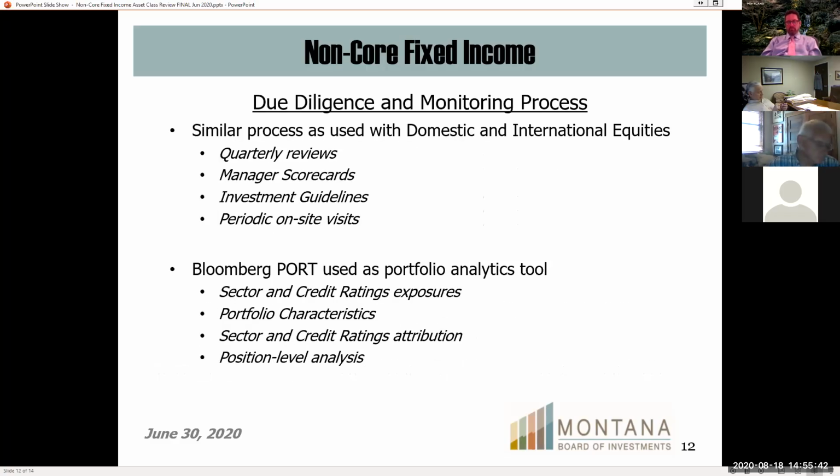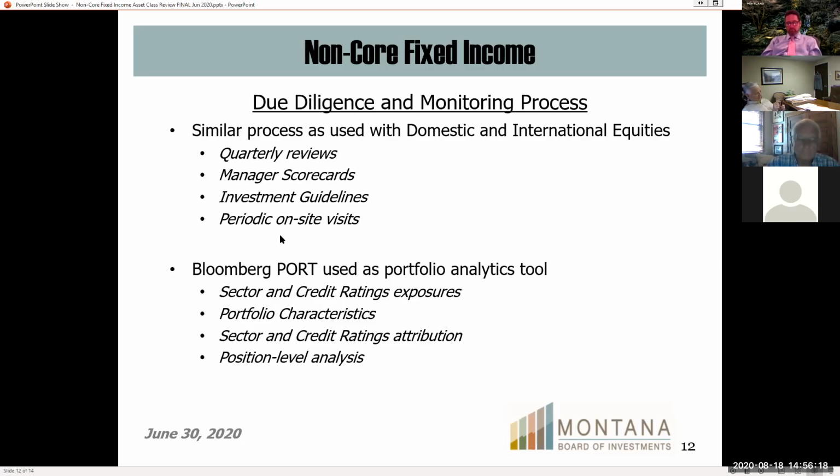So moving on to slide 12, which is titled Due Diligence and Monitoring Process. The process we use is the same one we use in the domestic and international equities. We do quarterly reviews. We have calls with our managers every quarter. We have manager scorecards where we rate the managers on a number of different factors, investment guidelines that we create and monitor for compliance with help of the risk management team here. Periodic on-site visits. We've visited all their managers. I've visited some of them multiple times.